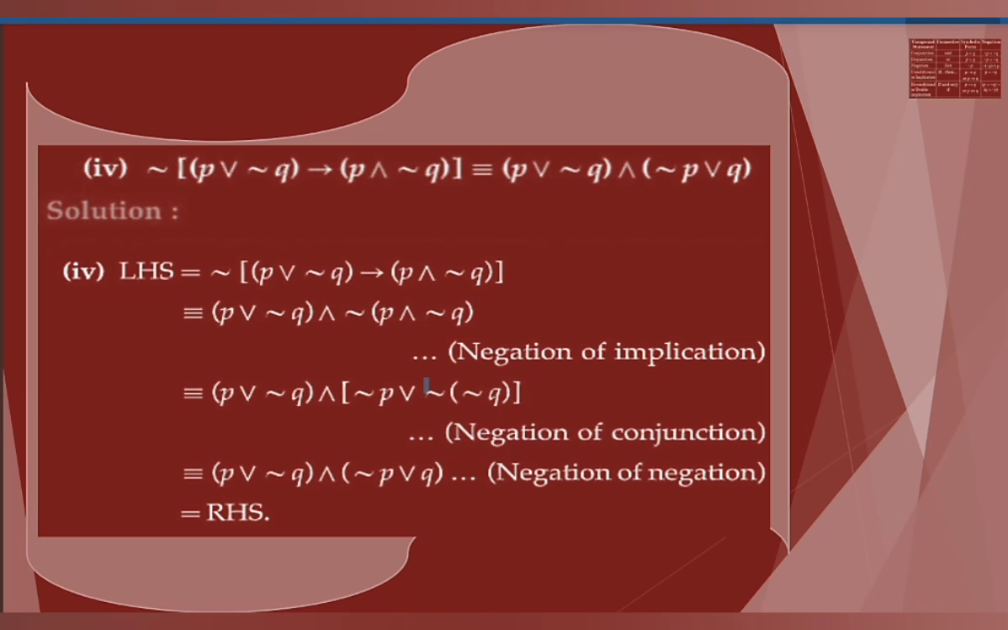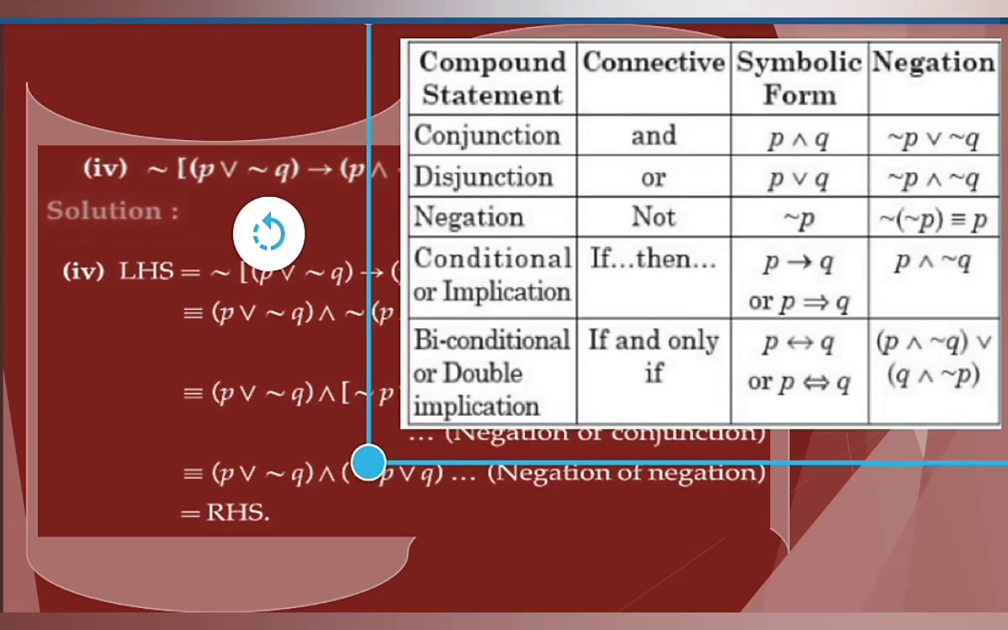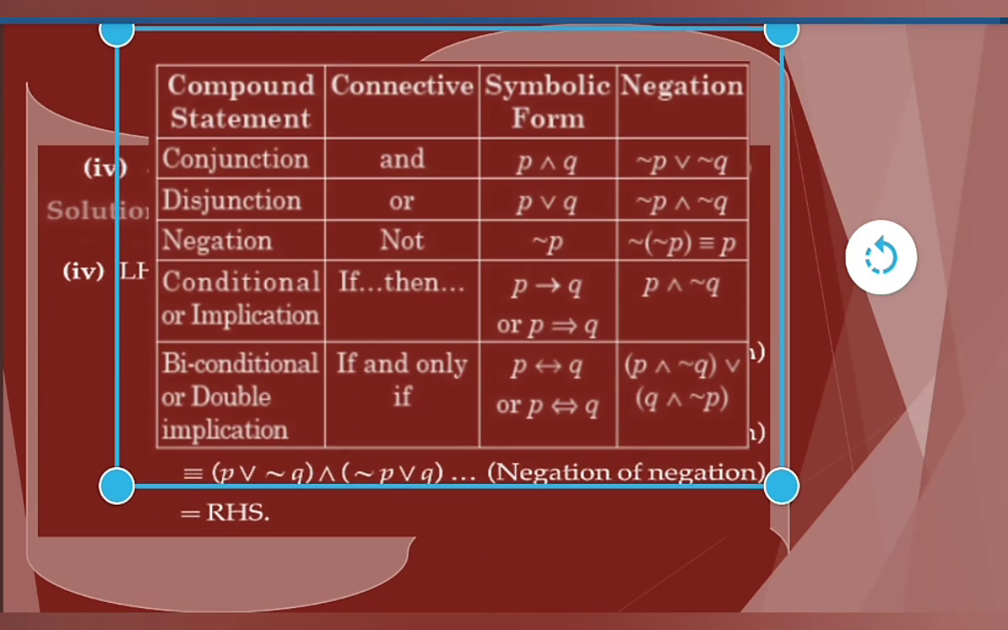Now apply negation of negation. Again we apply negation of negation in this statement. See the solution. This bracket is written as it is, this and is written as it is, this negation P is written as it is, this or is written as it is, and applying negation of negation gives Q. And hence this is the RHS. LHS equals RHS. Hence the proof. If you forget, see the table again for negation of negation, conjunction, disjunction. Learn this table.